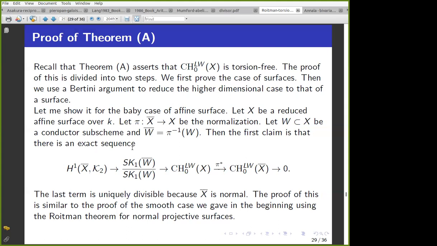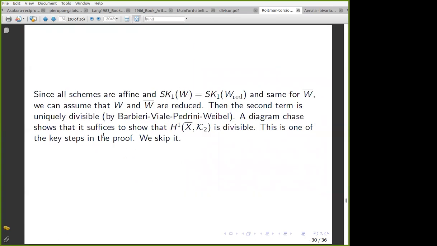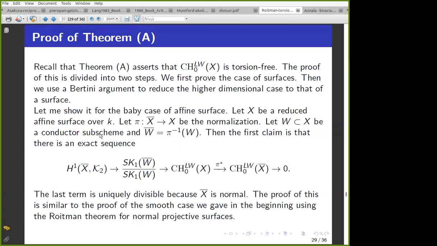But then it's not hard to see that SK1 is uniquely divisible. One reference for this is a paper of Barbieri-Viale, Pedrini, and Weibel. In one of the lemmas, they prove that in that case, SK1 is uniquely divisible. So we know that this quotient is uniquely divisible.